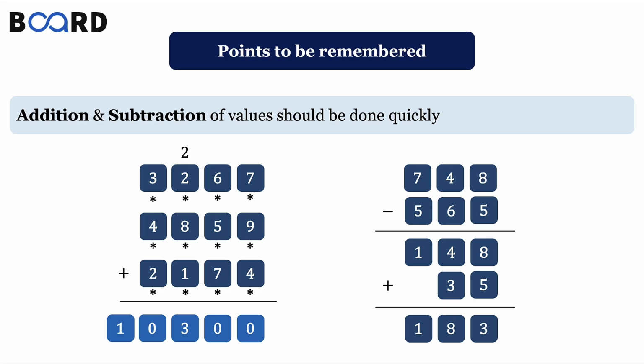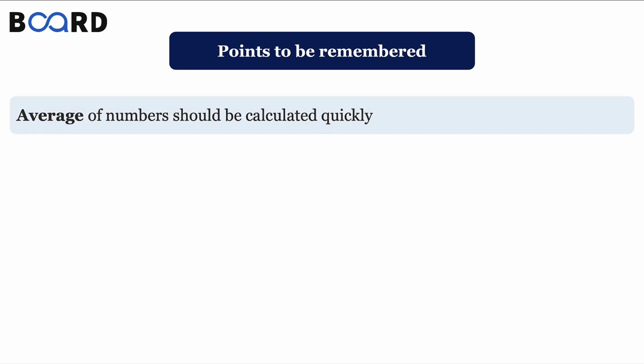Okay, so addition and subtraction, we have to keep one thing in our mind. Addition has to be done by taking 2 digits at a time from the right hand side. Subtraction will never subtract. What we'll do is we'll go from the lower value to the higher value. We'll add values. Okay, the next point to be remembered, average of numbers.